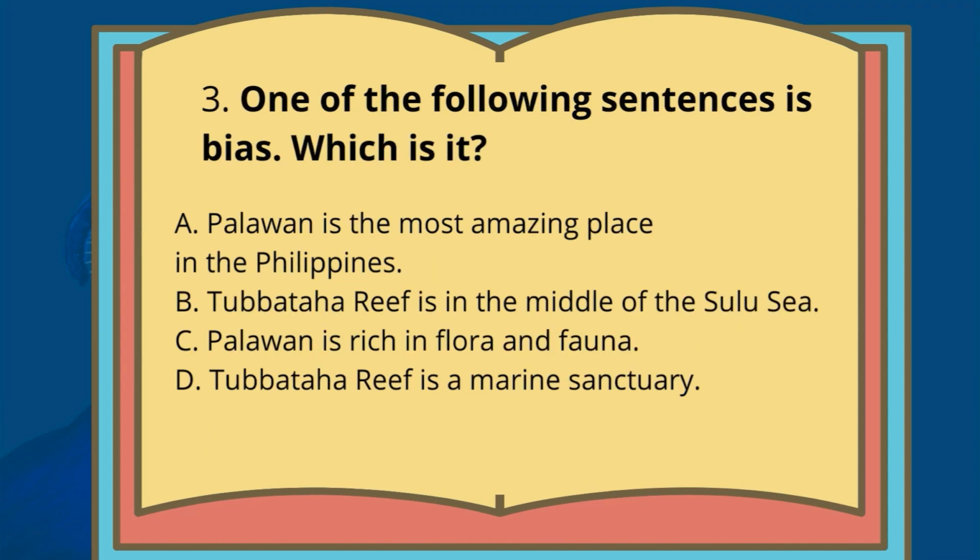Number 3. One of the following sentences is biased. Which is it? A. Palawan is the most amazing place in the Philippines. B. Tubataha Reef is in the middle of the Sulu Sea. C. Palawan is rich in flora and fauna. And D. Tubataha Reef is a marine sanctuary. The answer is A. Palawan is the most amazing place in the Philippines.